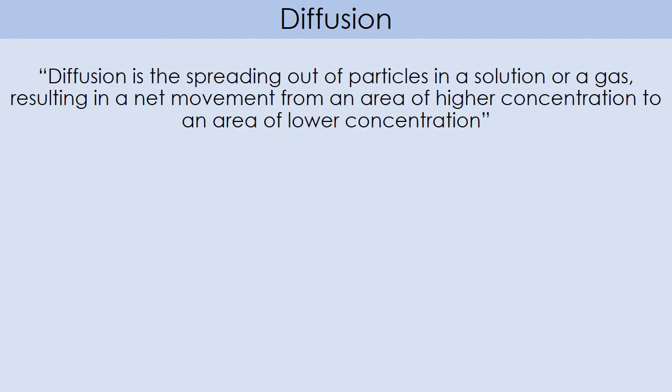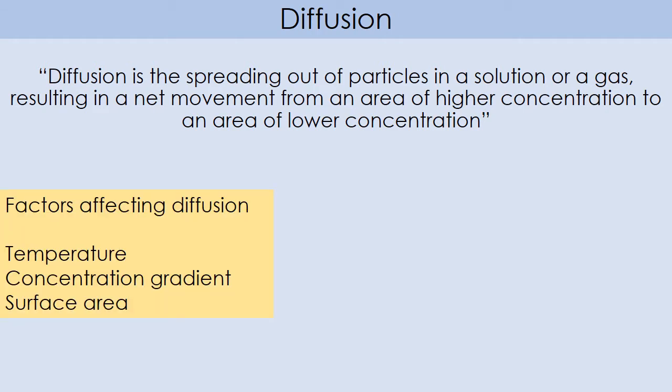So diffusion, our official definition is: diffusion is the spreading out of particles in a solution or a gas, resulting in a net movement from an area of higher concentration to an area of lower concentration. Now diffusion is a passive process, which means it doesn't take any energy for it to happen. Cells don't need to use any energy to diffuse substances across them. All they need is a concentration gradient.